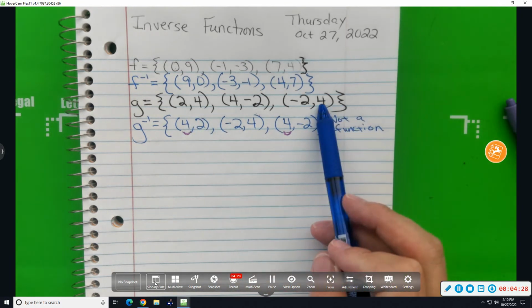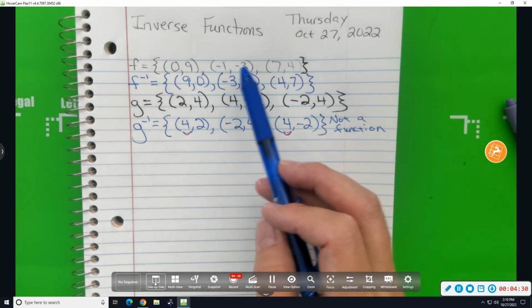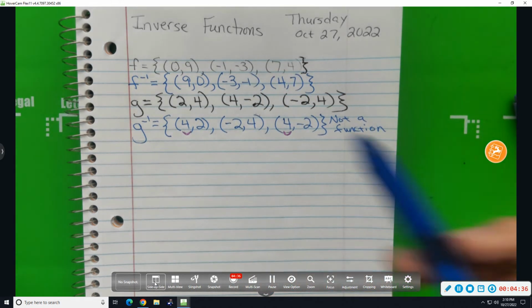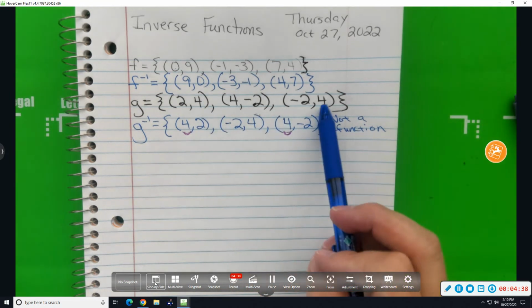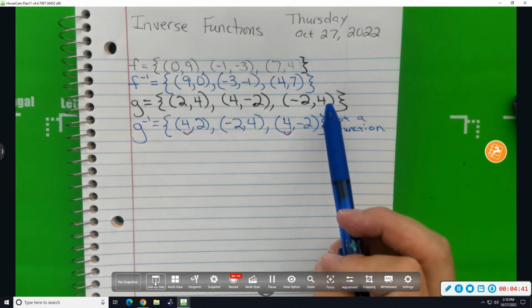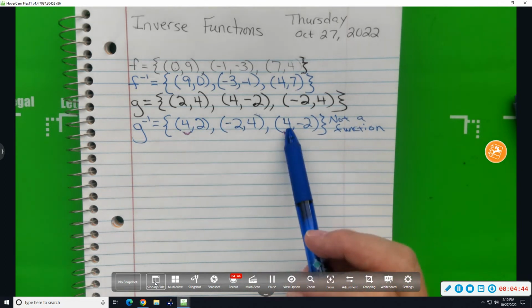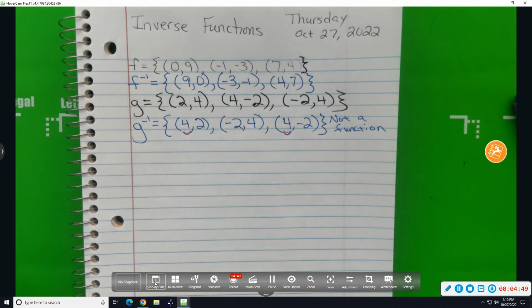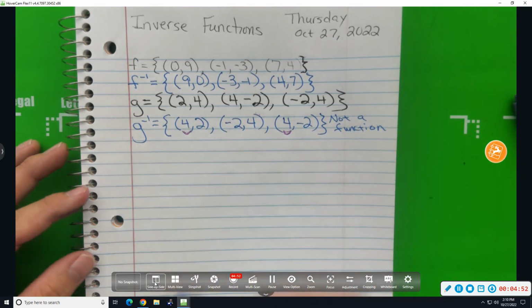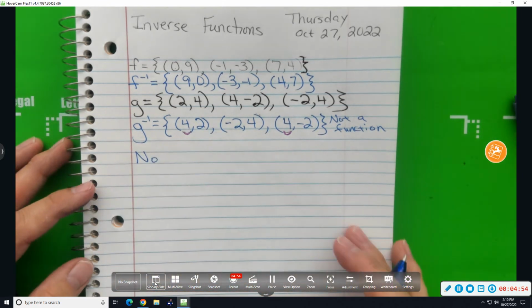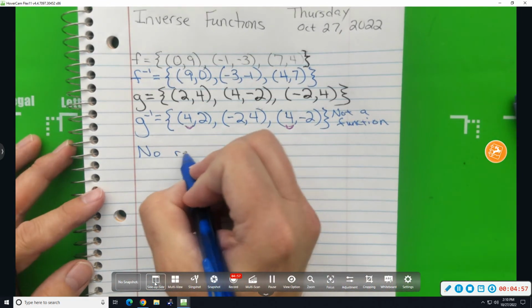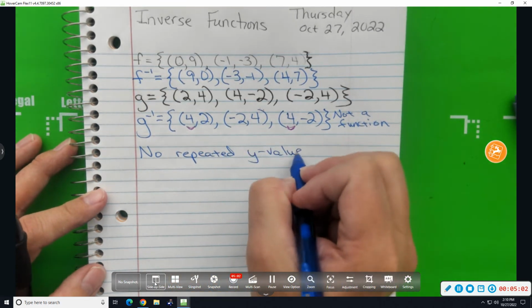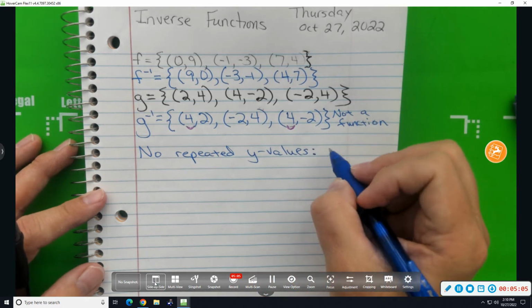Notice g had repeated y values. f didn't have repeated x values or repeated y values. That's the problem. If you have repeated y values in the original function, when those y's are going to become x's, as a result, the inverse will not be a function. If there's no repeated y values, we say the function is 1-to-1.